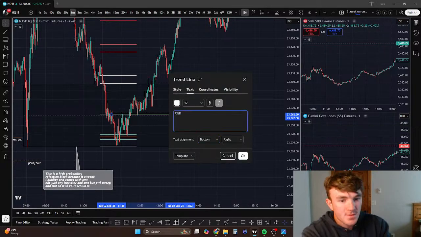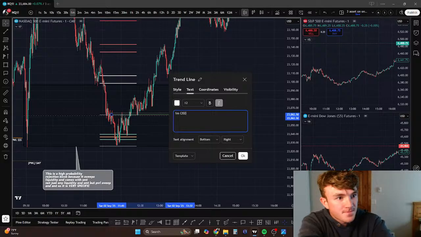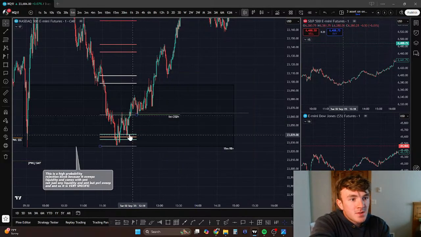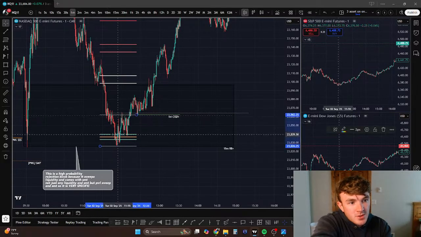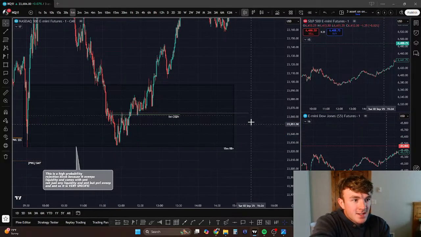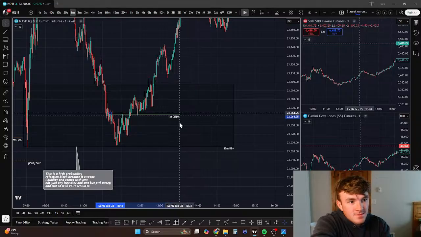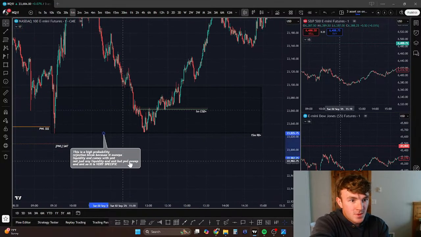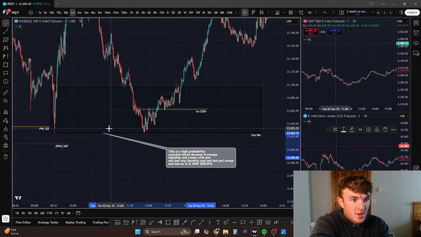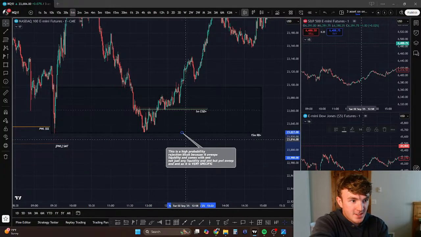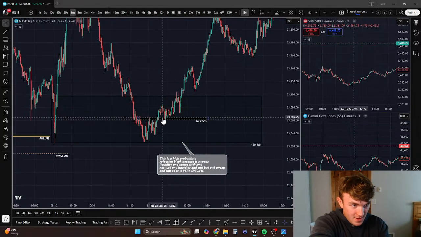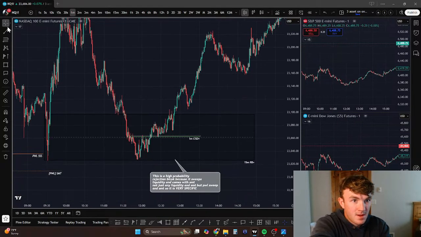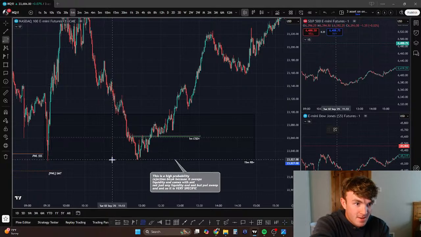So, 1 minute change of state aligns with a 15-minute rejection block. Once again, you could just enter at consequent encroachment, but to me, that can be kind of scary because I like waiting for lower time frame confirmation. And you can see when we do wait for lower time frame confirmation, you can see how precise this really ends up being, right? 1 minute change of state ends up delivering us way higher.